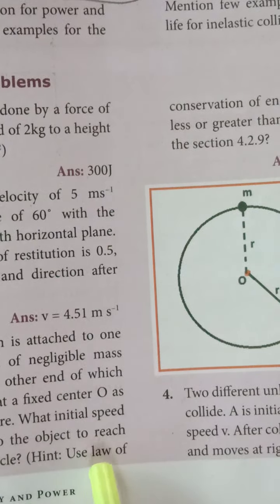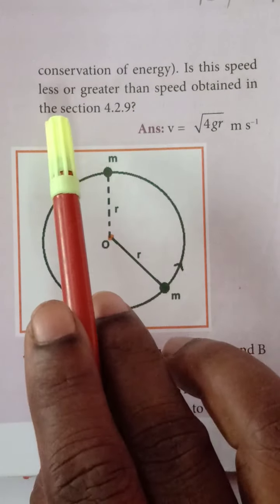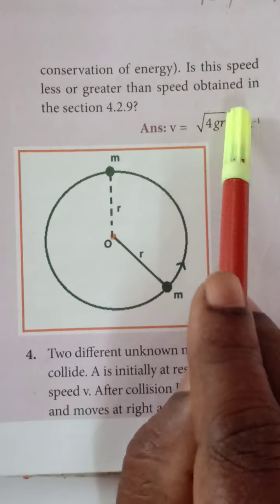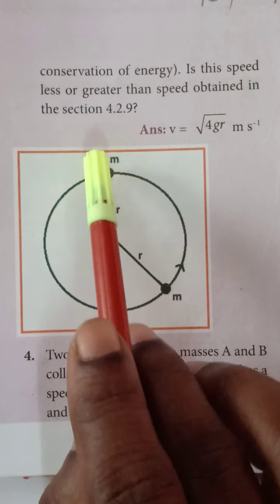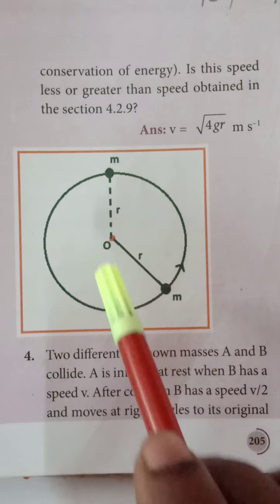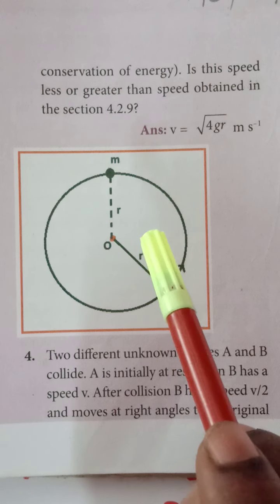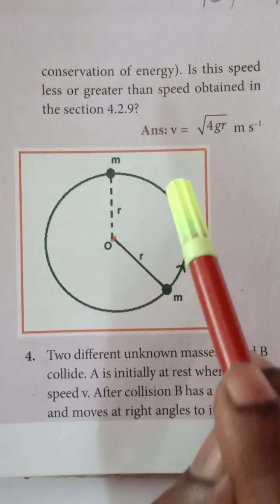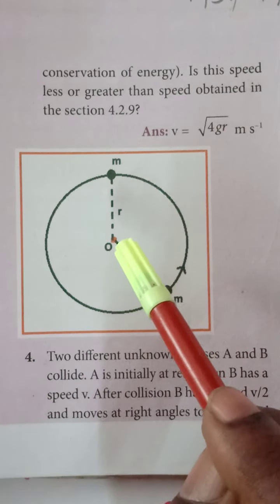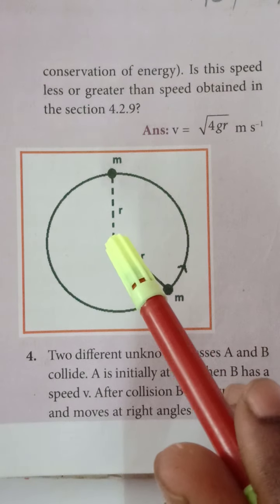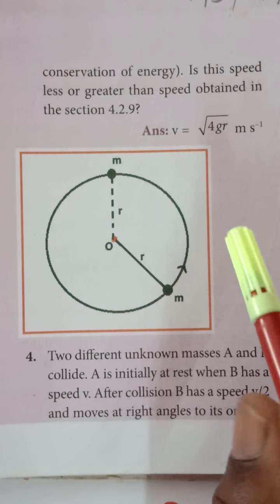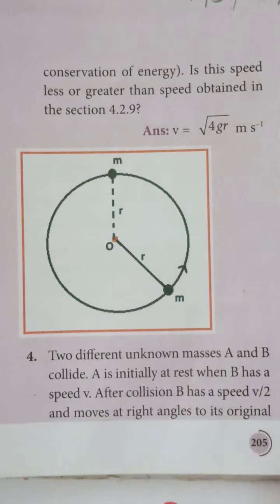It means energy is constant, conserved at all points. They are asking, given the other things, whether the speed is less or greater than the speed obtained in the vertical circle. So we got v equal to root of 5gr for vertical motion on a circle. So we have to check whether the velocity of the object is less or greater.